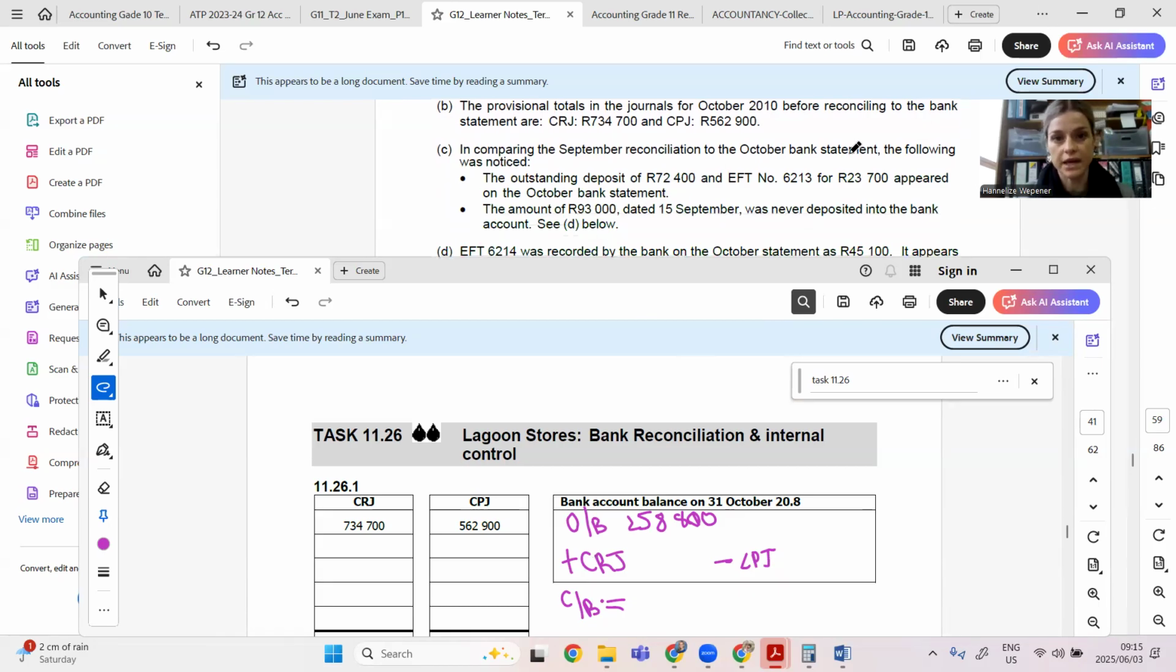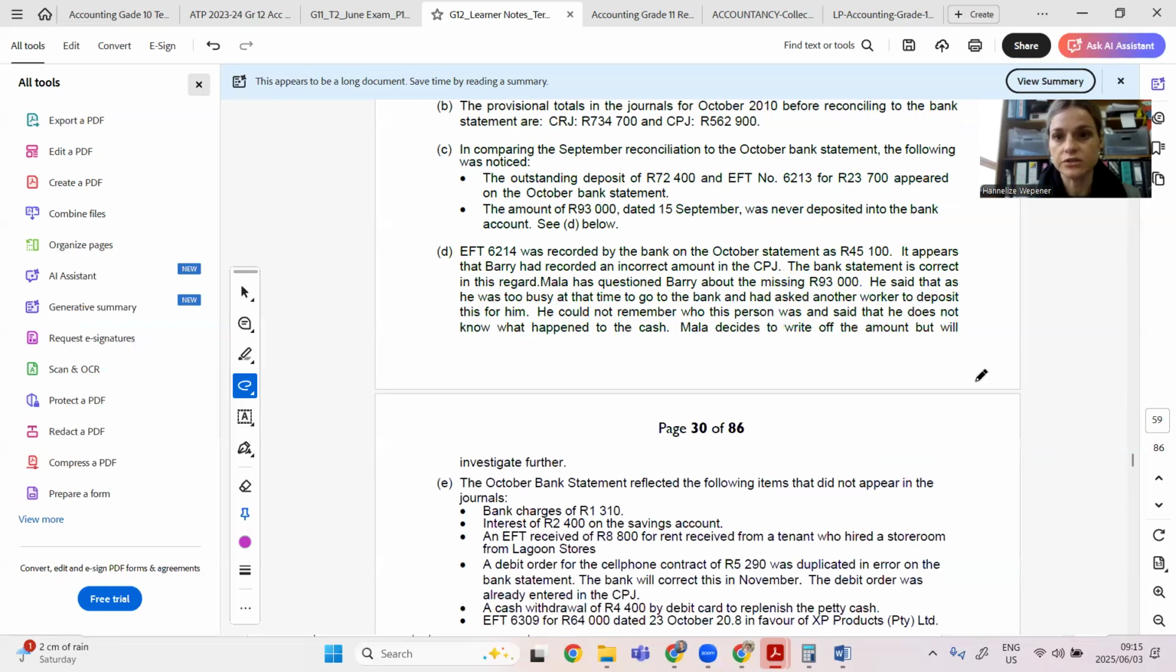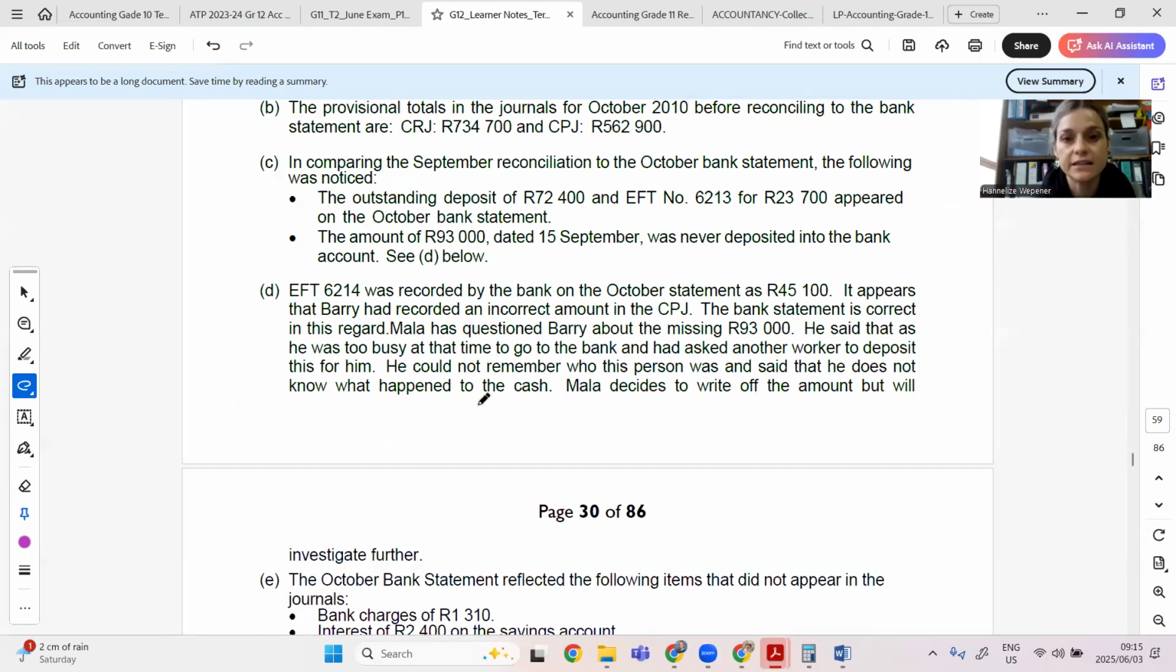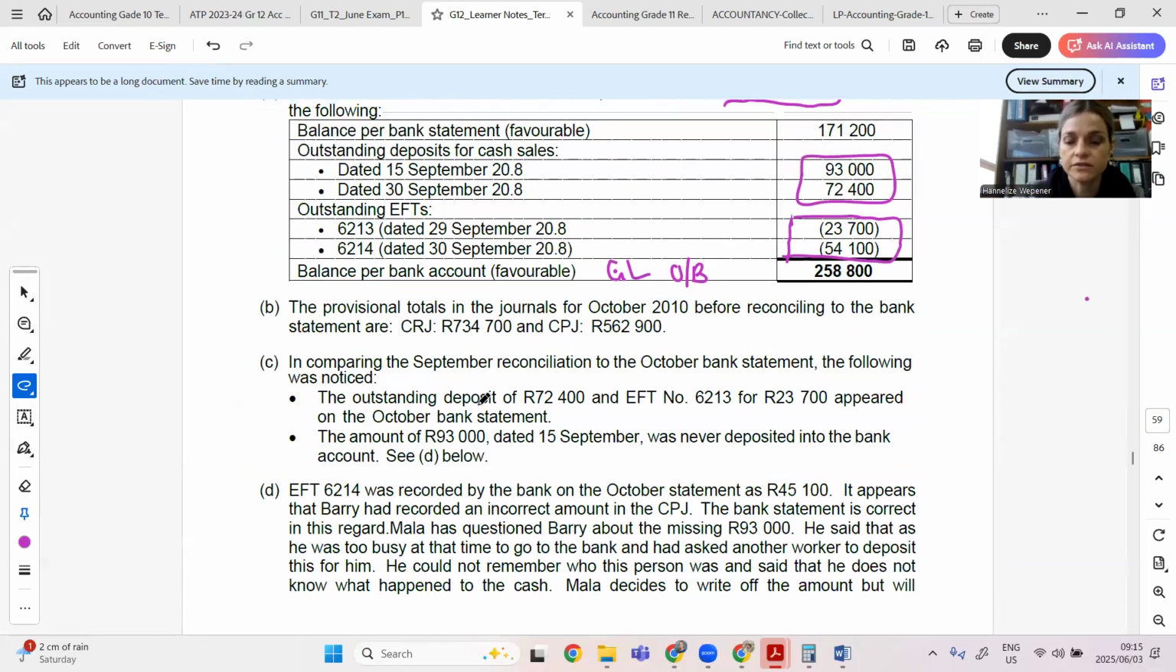So when you now compare your September reconciliation to the October bank statement, you notice the following. The outstanding deposit of 72,400, so this one over here, and EFT 6213 over there, both of these appeared on the October bank statement. So you are now fine with these two amounts, because last month you had it in your journals and now it's also on the bank statement. So you are sorted with that piece of information. You have used it. It's on both sides, no errors there.